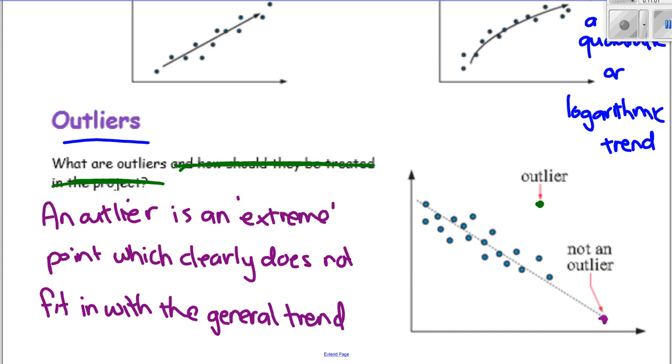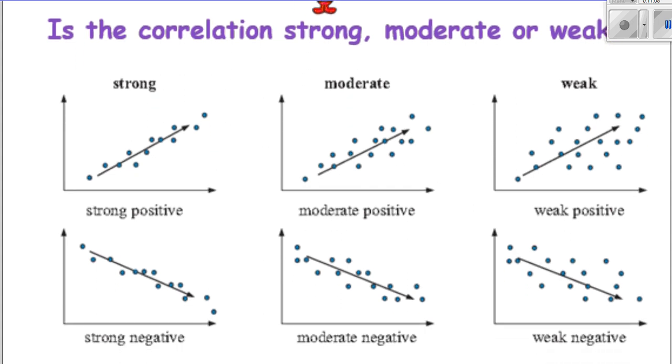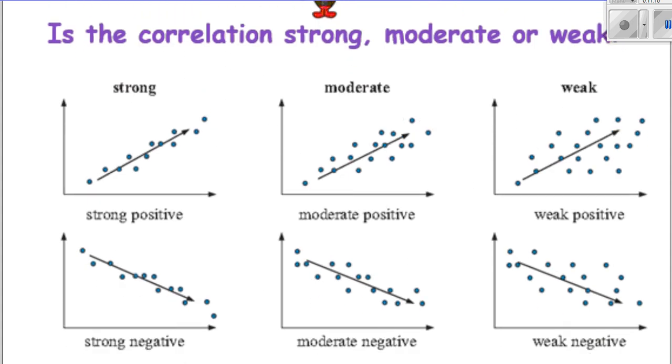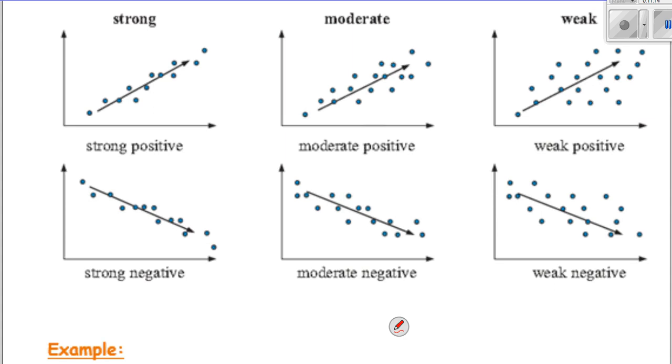Let's go on to the next page. Again, is the correlation strong, moderate, or weak? Just showing you a few more examples of that in case you didn't get that. So these ones are strong positive. Strong positive. I like to do that in green, don't I? Strong positive, moderate positive, weak positive.